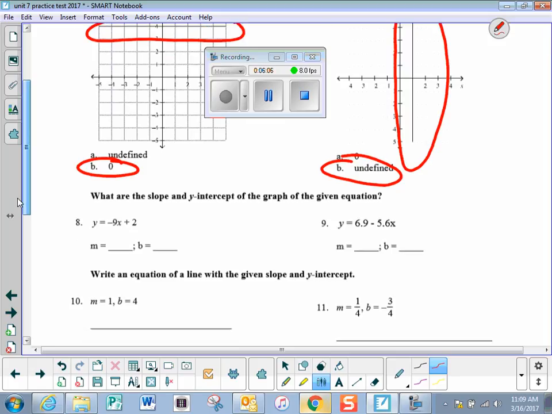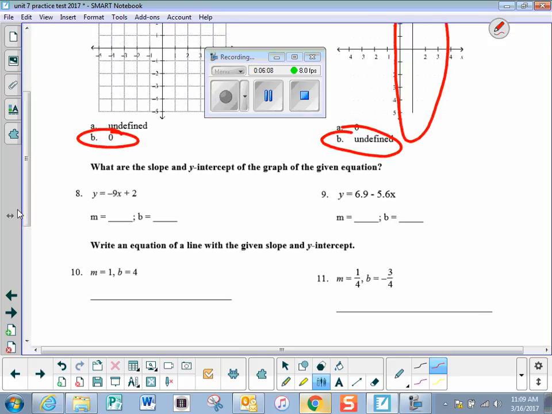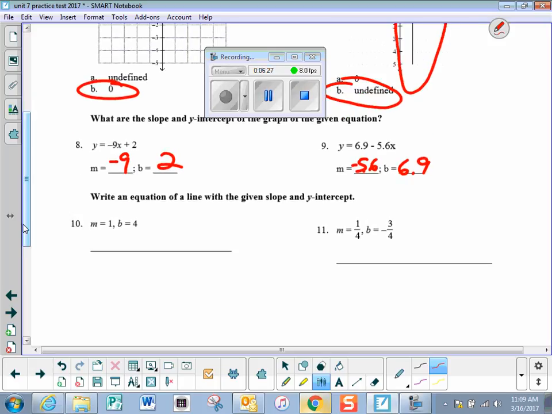Okay, what are the slope and y-intercept? Slope is the coefficient of x, the number next to x. Y-intercept is 2. Don't get caught here. What is the slope? -5.6. What is the y-intercept? 6.9. Just because they're in a different order doesn't change things. The coefficient of x is still the slope. The number by itself is still the y-intercept. That'd be worth 1/2 each.